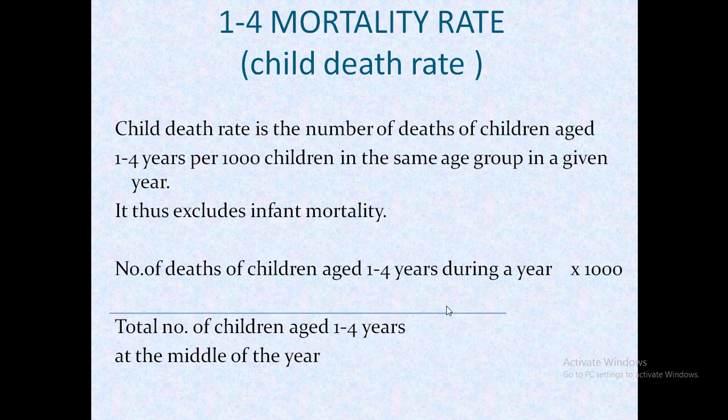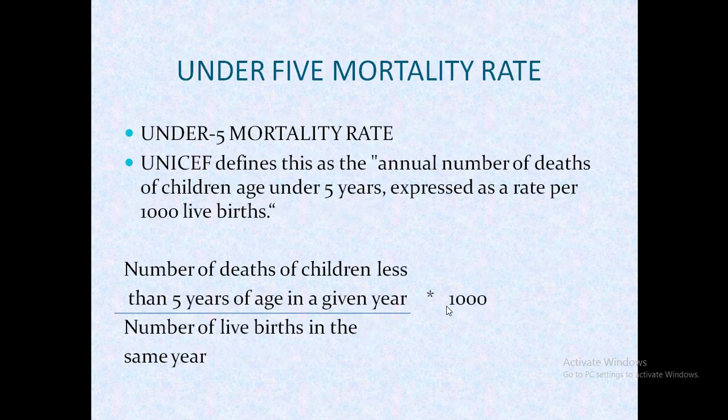And what is the importance of the death after 1 year up to 4 years? This is calculated by the number of deaths of children aged between 1 to 4 years divided by the total number of children aged 1 to 4 years in the same year, multiplied by 1000. Usually we calculate using the mid-year population of that age group.